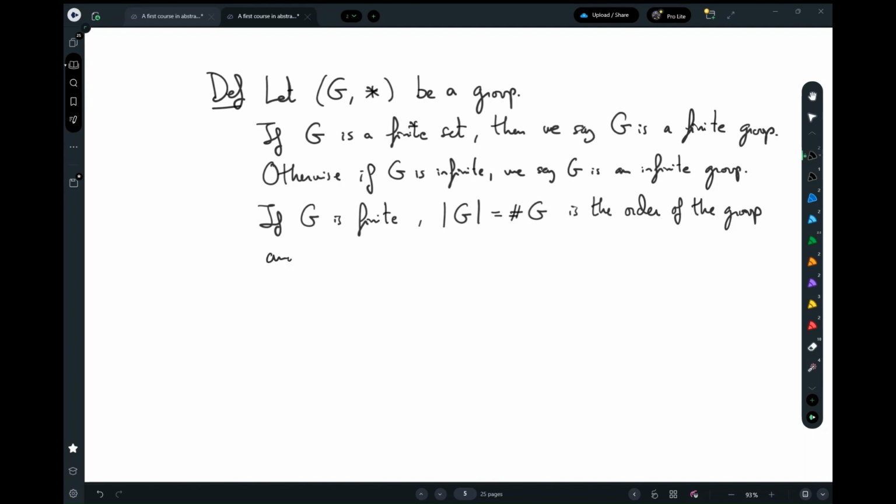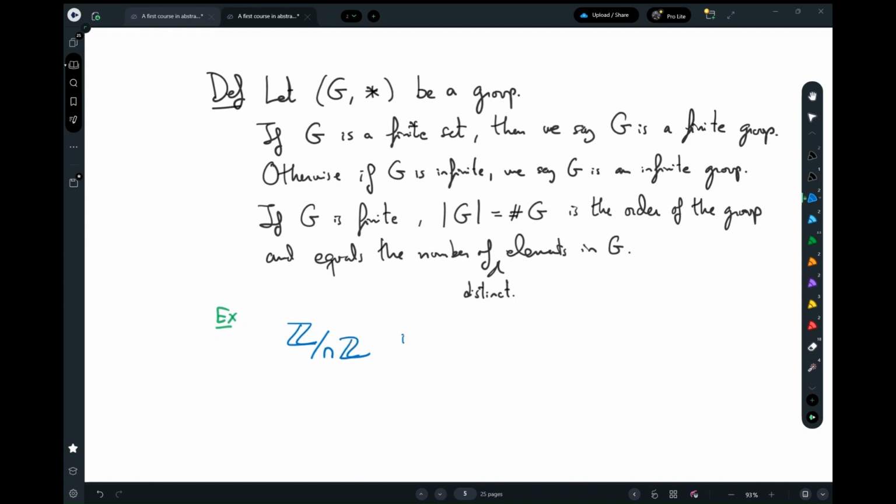And it equals the number of elements in G, the number of distinct elements, if you will. So, for example, Z modulo nZ is a finite group of order n. Okay. So, what are other examples of groups?